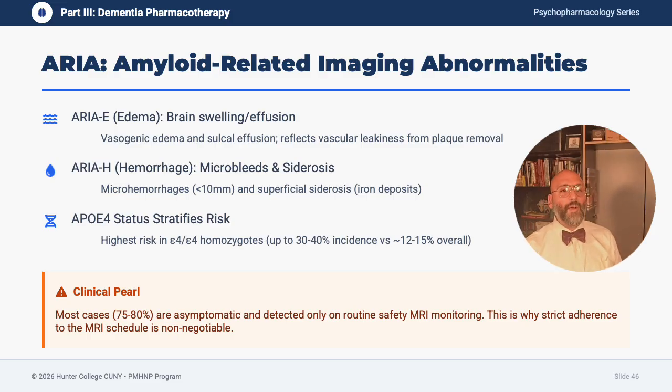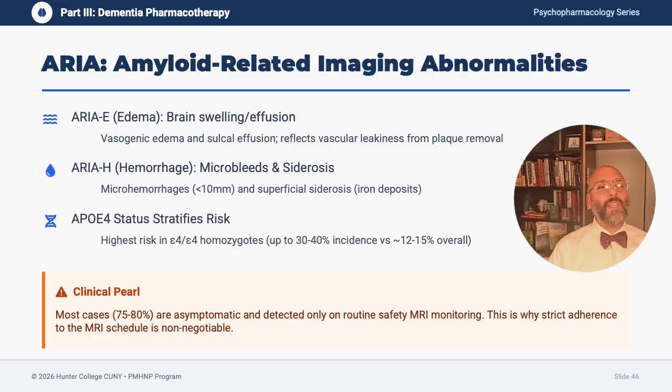There's ARIA-E, which refers to vasogenic edema or sulcal effusion. And this is essentially the brain swelling related to vascular leakiness as amyloid is cleared from the vessel wall. And then there's ARIA-H, which refers to the microhemorrhages or the superficial siderosis, reflecting small vessel fragility and iron deposition. So importantly, these findings are mechanistically linked to plaque removal, not an off-target toxicity thing. So we are destabilizing amyloid-laden vessels as part of the treatment.